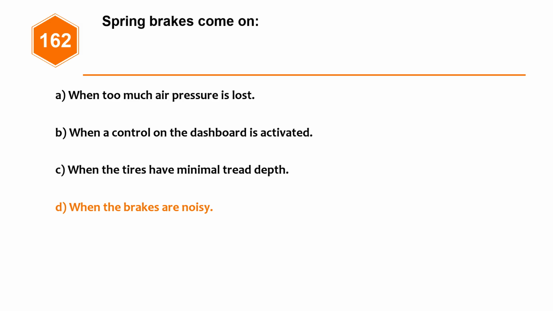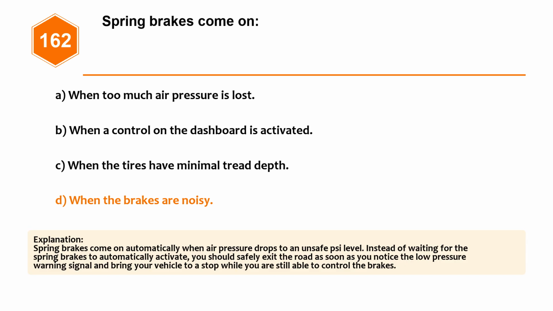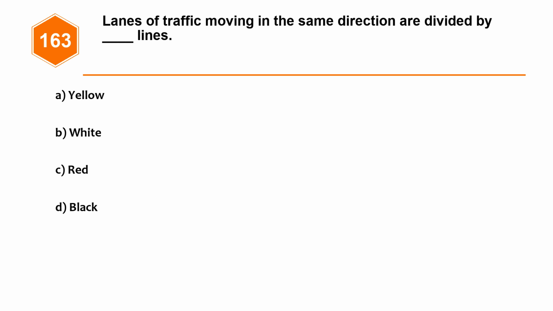The correct answer is option D, when the brakes are noisy. Explanation. Spring brakes come on automatically when air pressure drops to an unsafe psi level. Instead of waiting for the spring brakes to automatically activate, you should safely exit the road as soon as you notice the low pressure warning signal and bring your vehicle to a stop while you are still able to control the brakes.